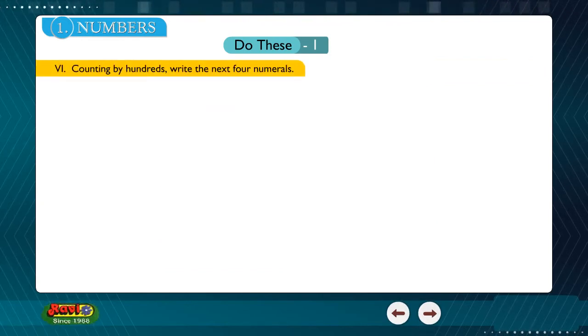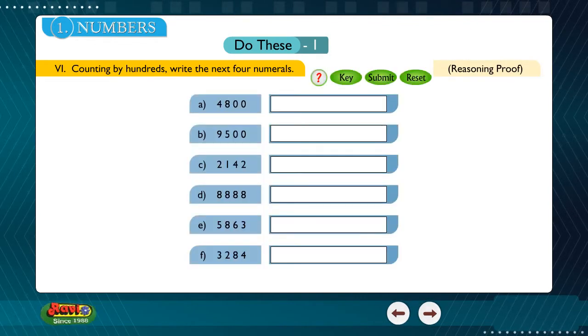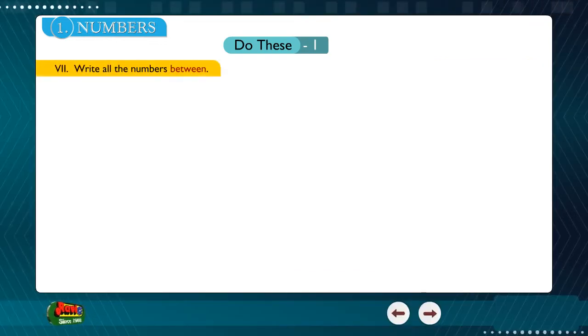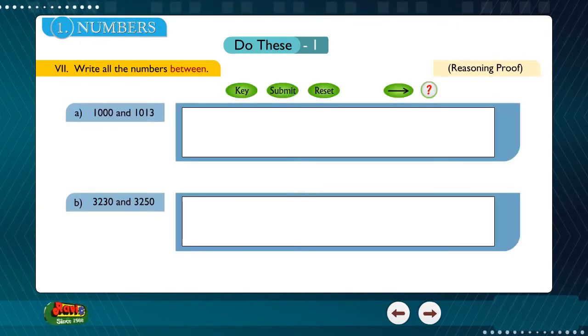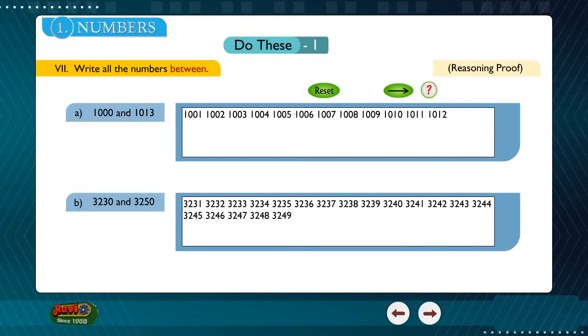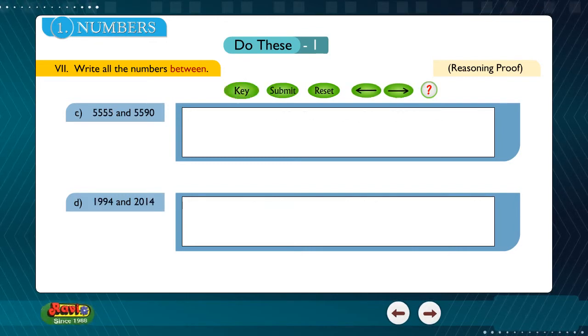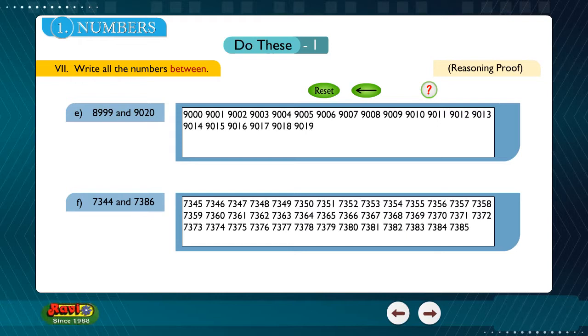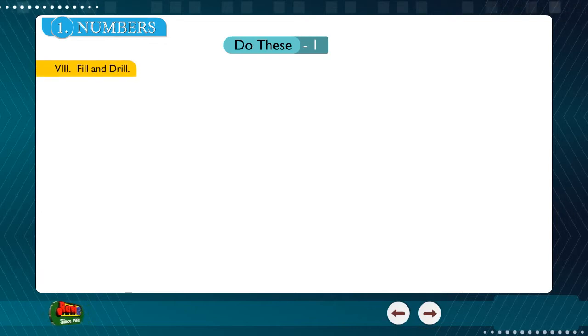6. Counting by hundreds, write the next 4 numerals. Reasoning proof. 7. Write all the numbers between. Reasoning proof. 8. Fill and drill. Reasoning proof.